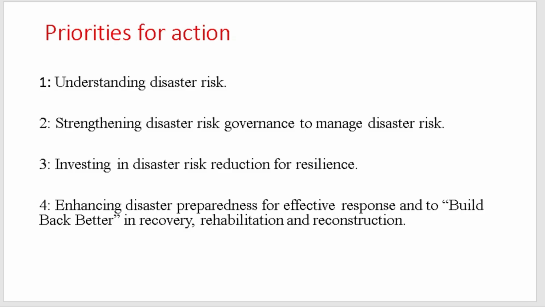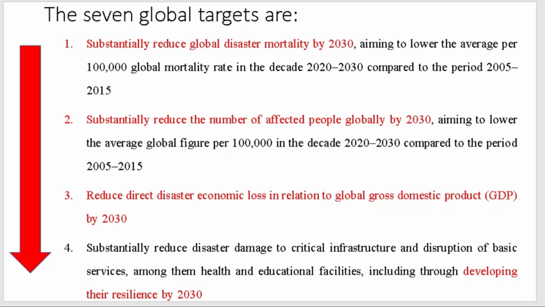Next one is investing in disaster risk reduction for resilience. It includes all the public and private investment by which we can prevent and reduce the disaster. The final one is enhancing disaster preparedness for effective response and to build back better in the recovery, rehabilitation and reconstruction. There are 7 global targets of our Sendai Framework.